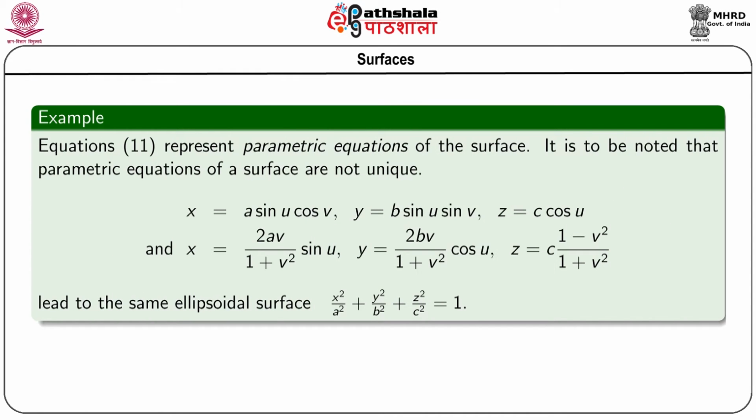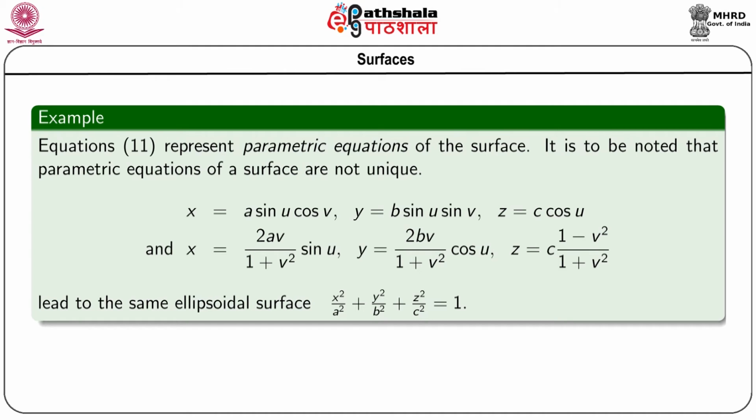But we have to remember that the parametric representation of a surface is not unique. That means the equation of a surface can be represented in many different parametric ways. So, let us take one example. x equals a sin u cos v, y equals b sin u sin v, z equals c cos u. This is a parametric representation of the surface written below.